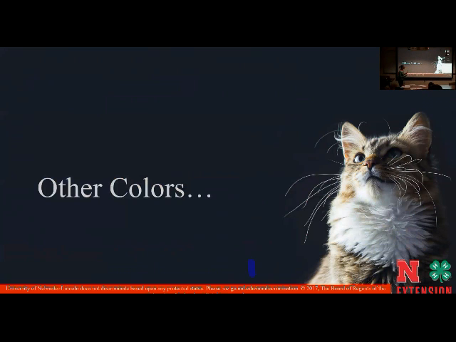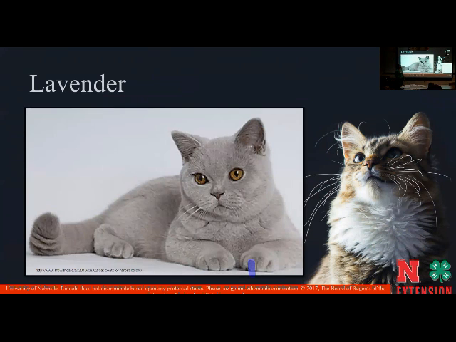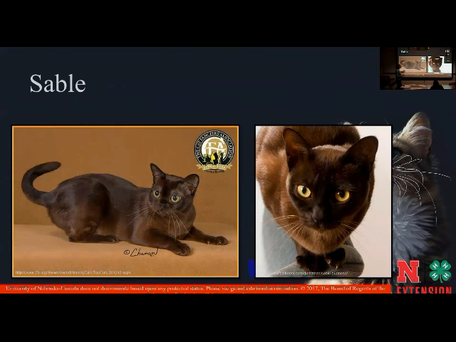But on top of those basic colors, there are other colors we can see. Some of these show up in certain breeds of cats. This is what we would call lavender, which is a lighter gray color. So you can find lavender. My cat wouldn't pose like that. This one isn't a really common coat color. This is a sable. You can see it's black, but it's got this reddish brown color running through it. It's a really pretty color that you can see in some breeds of cats.